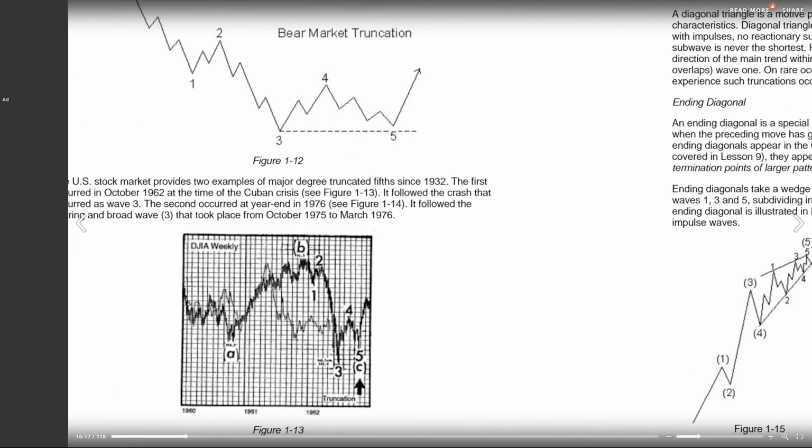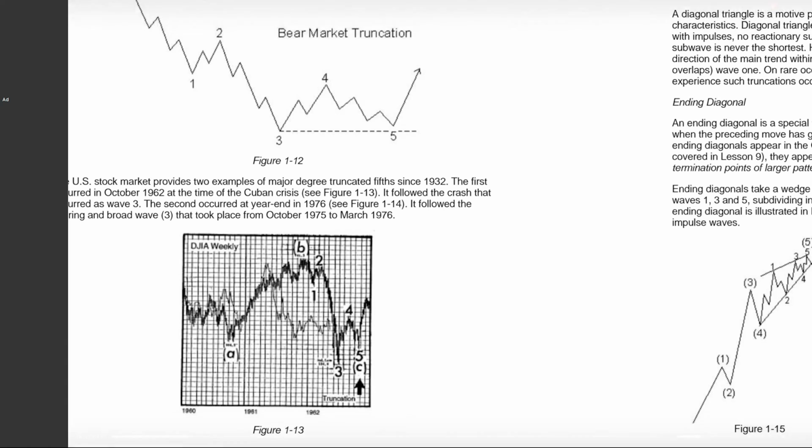You have your 1, 2, 3, 4, 5 waves to the upside. And then you have your 1, 2, 3, 4, 5 waves to the downside. And this is basically your end of a bull market. Okay, that's one thing I want to talk about.